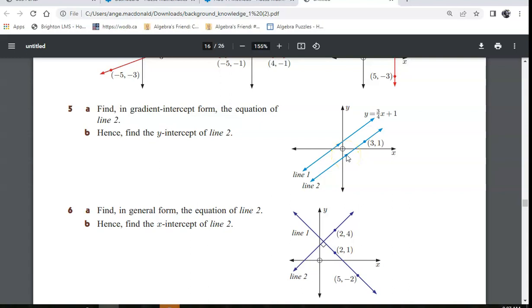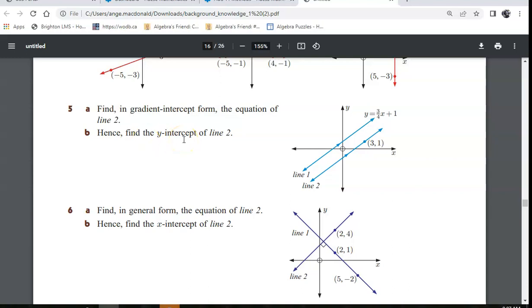Those little arrows mean parallel, so it's got the same slope as this, and this is already very nicely in the correct form. So what is the slope of this line, of line 1? 3/4, so that's going to be your slope of line 2. Do we need a refresher of finding the equation of the line, or we're good? People are shaking their heads. Good. Hence, find the y-intercept of line 2.